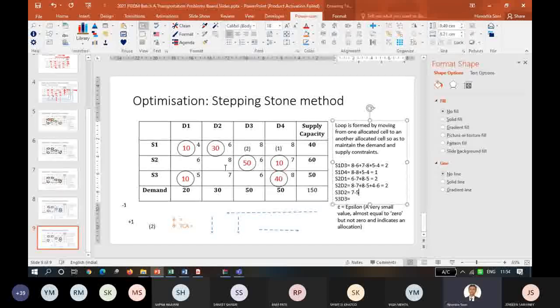7 minus 5, minus 4, sorry, plus 4, minus 6 and it's done. So 7 minus 5 is 2, plus 4 is 6, minus 6, 0. What about this one?